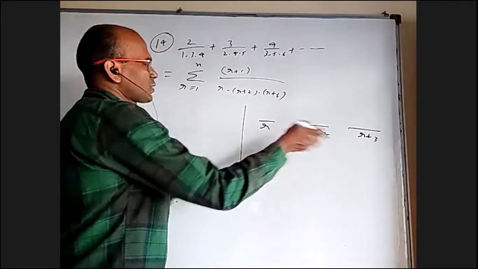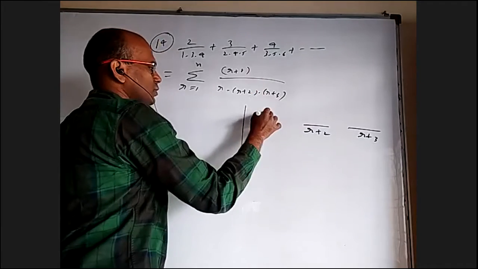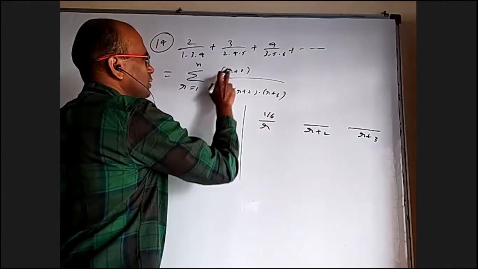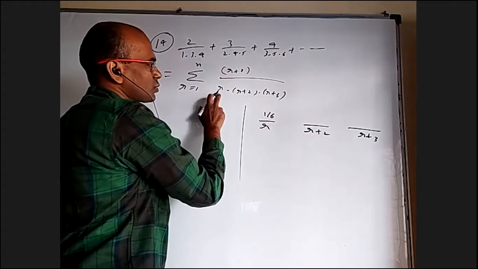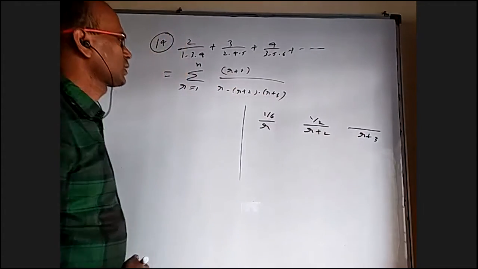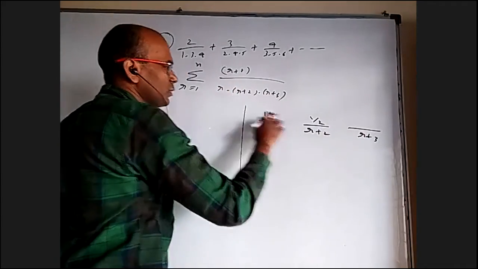You know, in partial fractions, how will you find these things? You put r equal to 0, you will get 1 by 6. So this is going to be 1 by 6. Put r equal to minus 2, here it will be minus 1, minus 2, so 1 by 2 will come. And when you take r equal to minus 3, this will be minus 2, minus 3, minus 1, which will be 2 by 3.